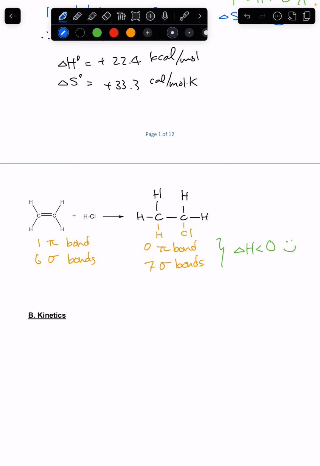And then we went from 2 particles to 1, which means delta S wise this is not a good thing. Delta S went down, or entropy went down. It became more ordered, which is not as natural. So delta S wise, this is not a good reaction. So this reaction is an enthalpy driven reaction.